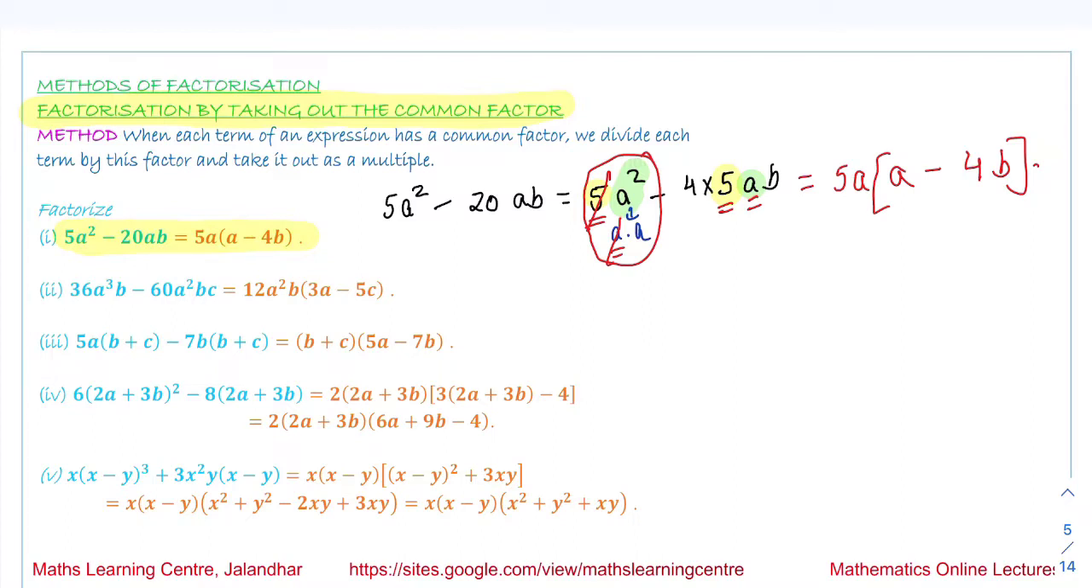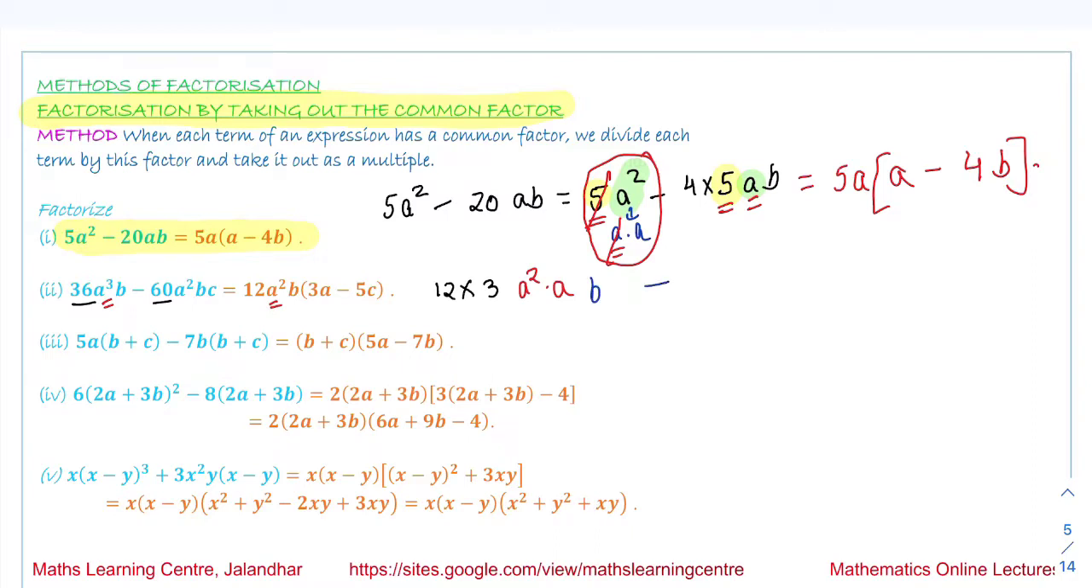Similarly, in the second example, look at these two terms, it is 36 and 60. What is common between these two? It is 12, or you can say the HCF is 12. So we are writing in terms of 12. It is 12 into 3, then a cube. In the first term it is a cube, in the second term it is a square. So we write a square into a, then it is b.